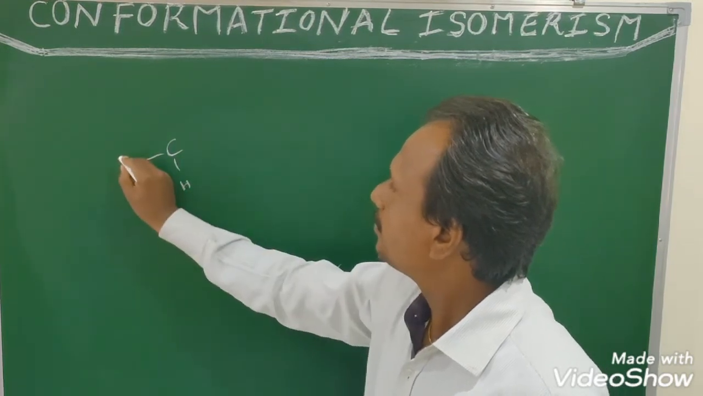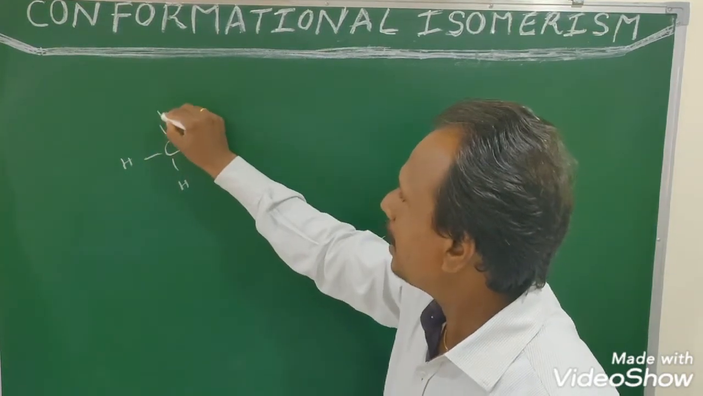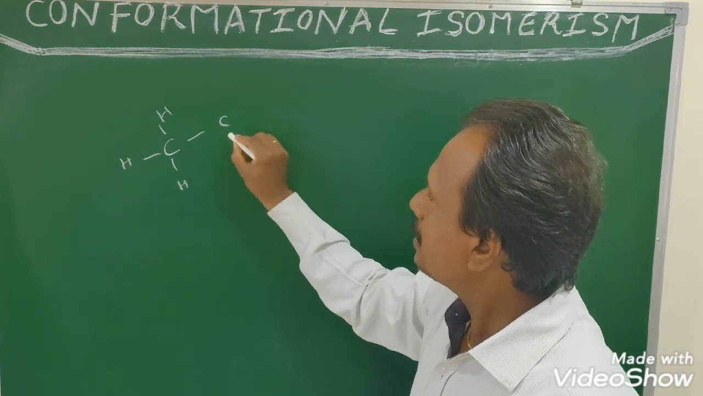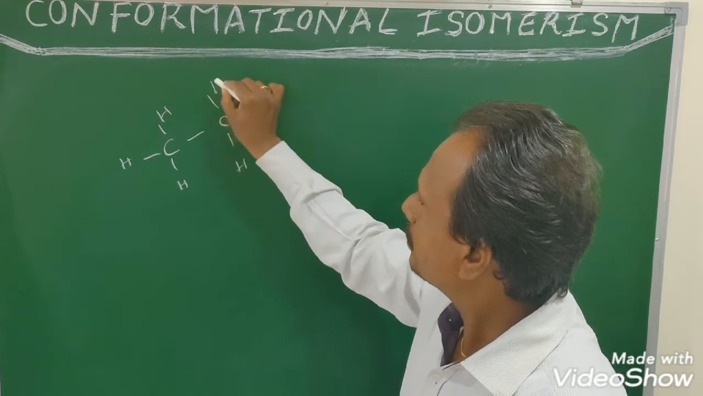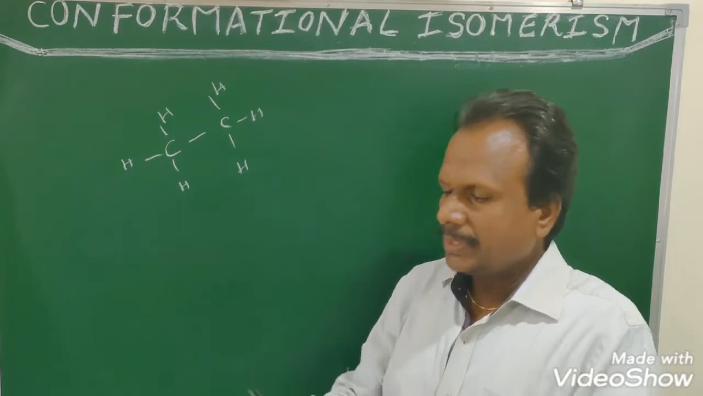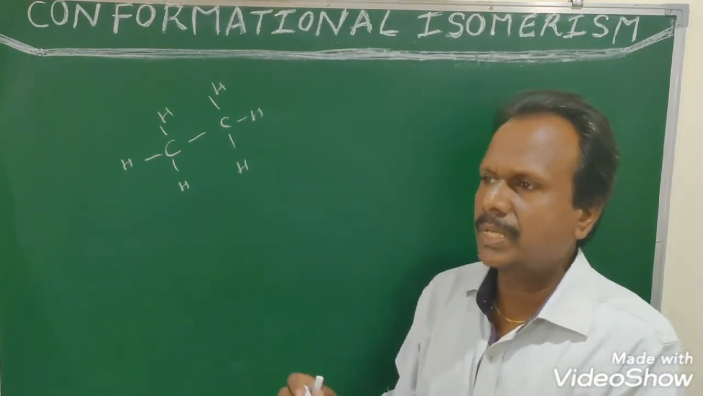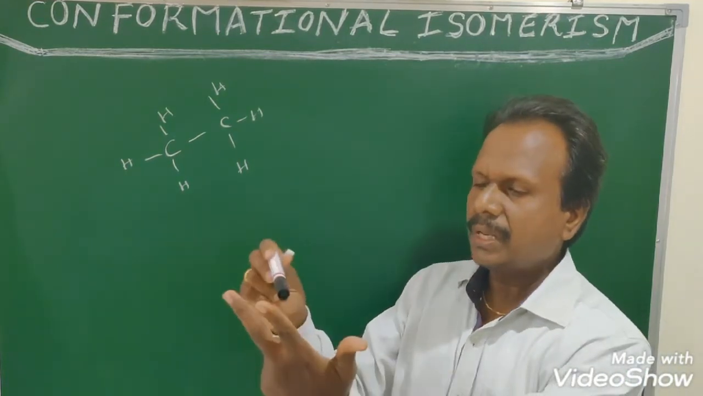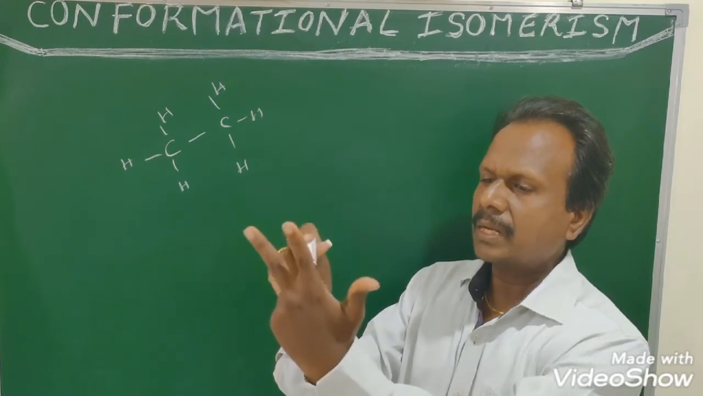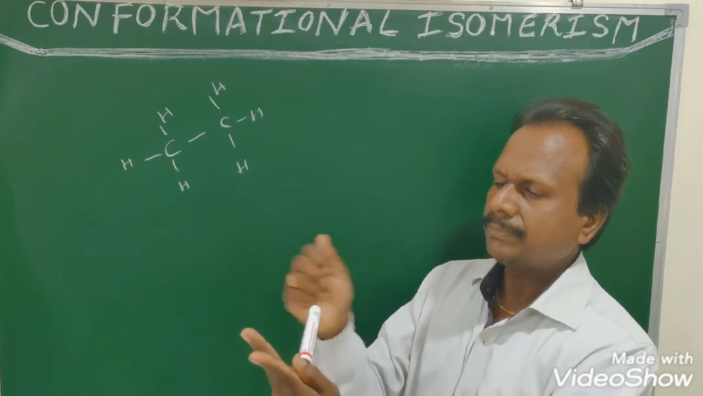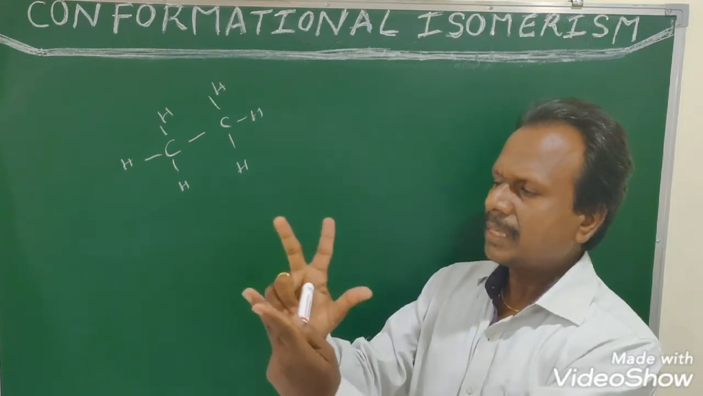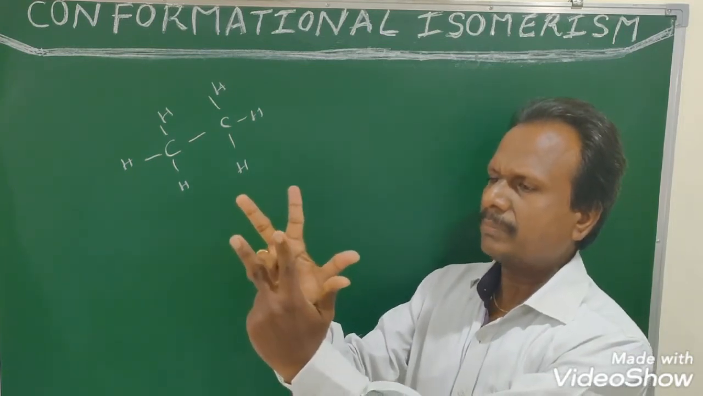Ethane, having two carbon atoms, each carbon atom having 3 H atoms. For example, consider the first carbon having 3 H atoms. These three fingers are considered the 3 H atoms. It is the second carbon. These three are the H atoms of the second carbon.